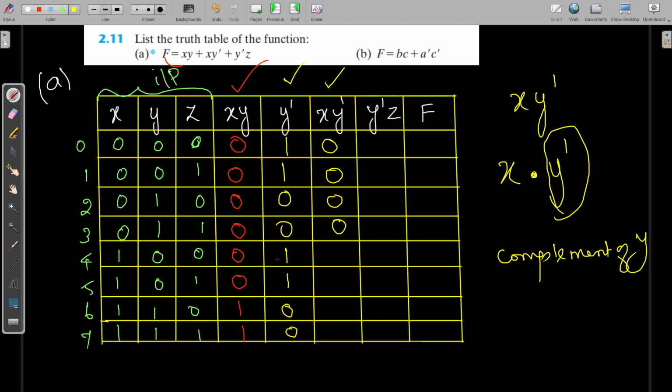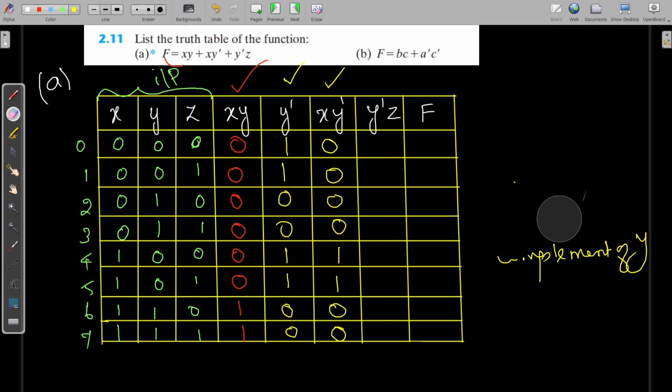Then X is 1, Y' is 1, so it is 1. X is 1, Y' is 1, so XY' is 1. X is 1, Y' is 0, so it is 0. X is 1, Y' is 0, so it is 0. So we have completed this column. Now we go for the third term.